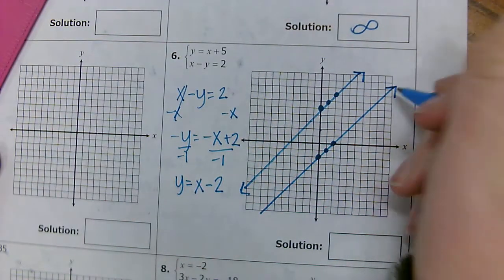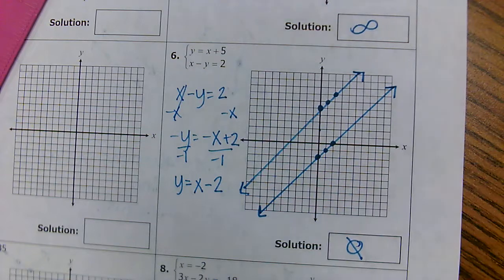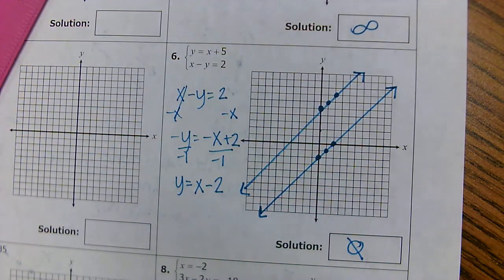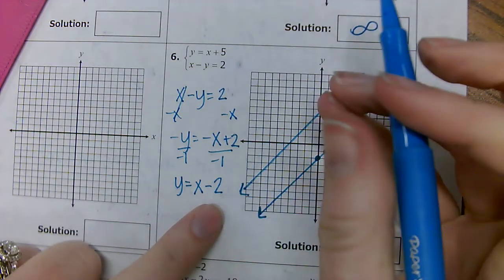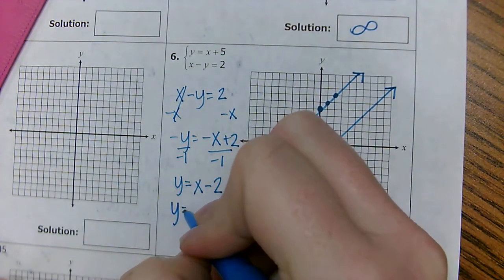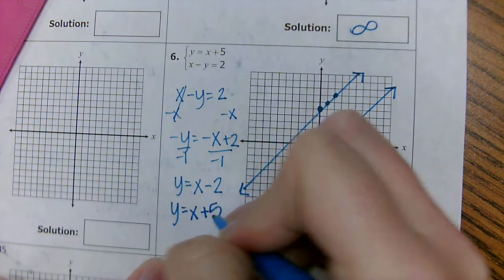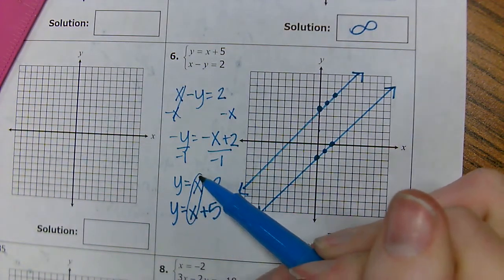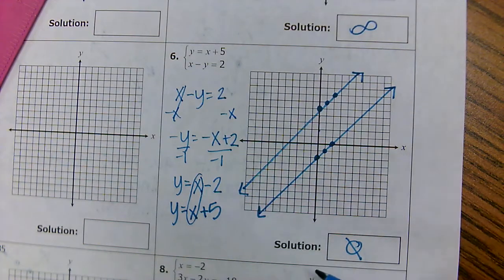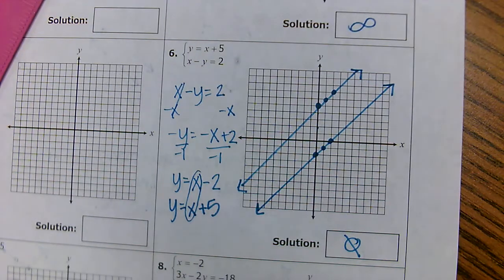What do you notice about these lines? They are parallel lines, which means they will never intersect, which means they have no solution. Now, if you look at the equation, so we have y equals x minus 2 for one equation and y equals x plus 5 for the other equation, what do you notice about the slopes? The slopes are the same and the y-intercepts are different. If you have the same slope and different y-intercepts, you're going to have parallel lines.